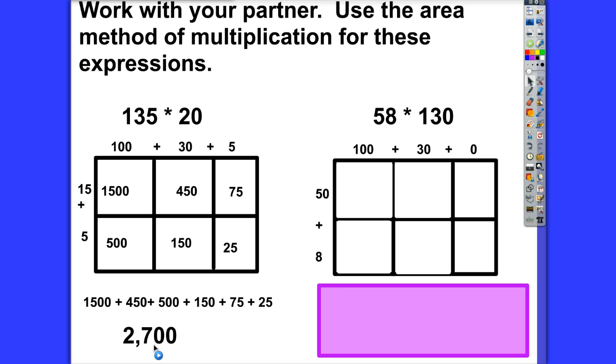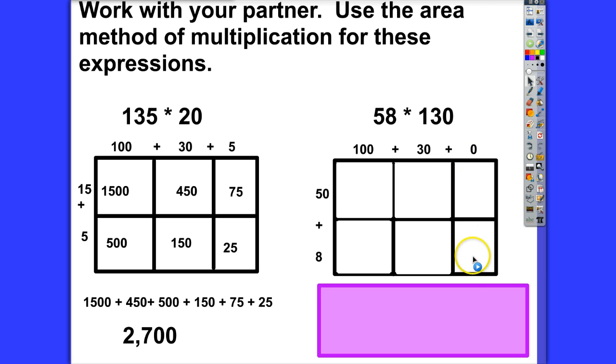So now let's try the area model with the second example that I have. Again, your area model rectangle is already filled in, and you've got 130 times 58. And I have broken 130 into 100 plus 30 plus 0.